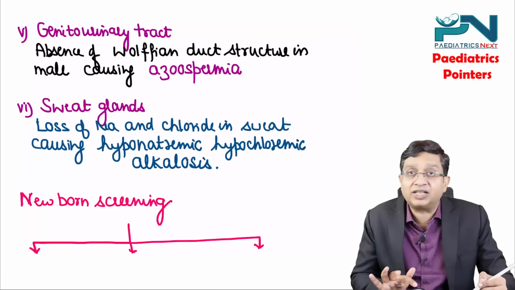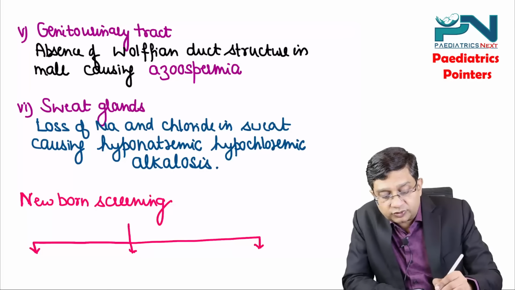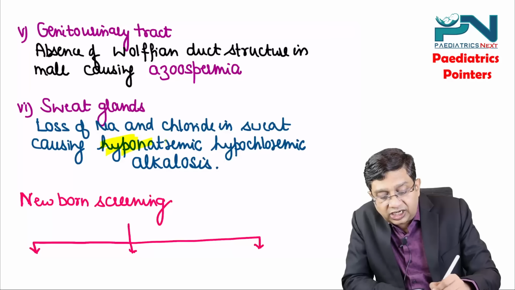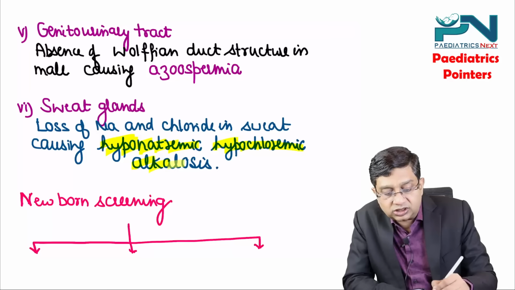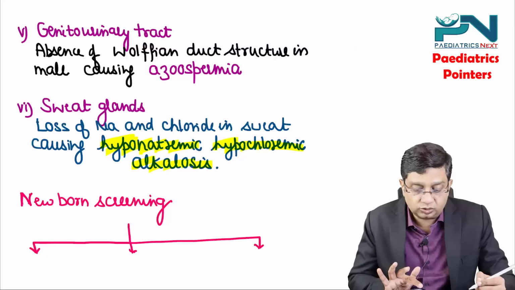In the sweat glands, there is loss of sodium and chloride in the sweat, and due to the loss of sodium and chloride in the sweat, there is hyponatremic hypochloremic alkalosis.